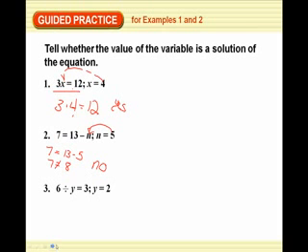Number 3, 6 divided by what number is 3? They tell us what that number is, so we put 2 in right there. 6 divided by 2 equals 3, and you know what? It is. Yes. Divide something by 2, you cut in half, and half of 6 is 3.